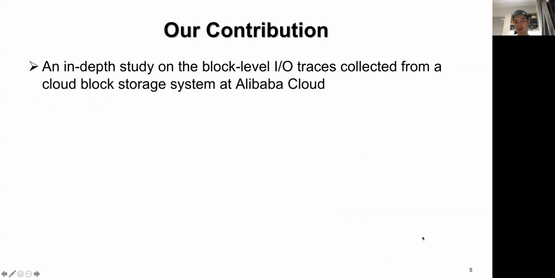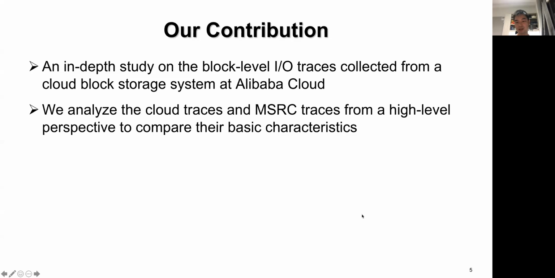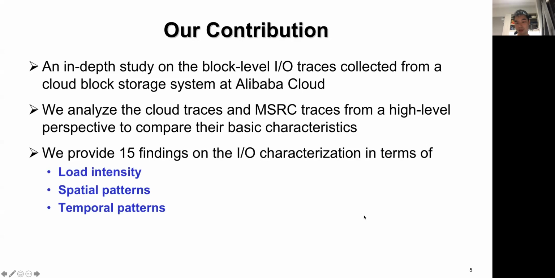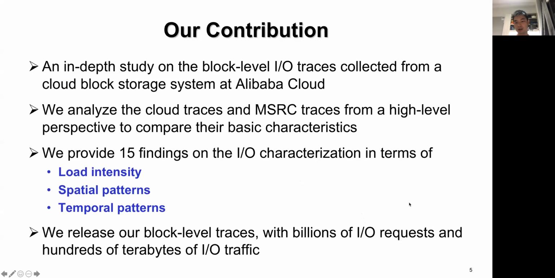Our contribution is that we provide an in-depth study on the block-level I/O traces collected from a production cloud block storage system at Alibaba Cloud. The second contribution is that we analyze the cloud traces from Alibaba Cloud and the MSRC traces and compare their basic characteristics from a high-level perspective. On the trace analysis and I/O characterization, we provide the findings and their implications on three aspects: load intensity, spatial patterns, and temporal patterns. Finally, we have released our traces with billions of I/O requests and hundreds of terabytes of I/O traffic. Welcome to use our traces to verify our findings and conclusions.